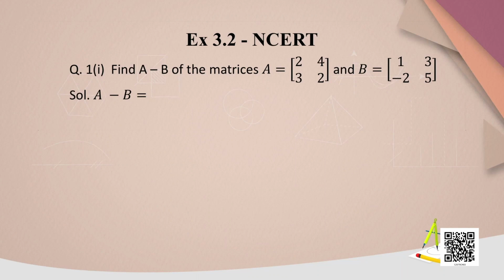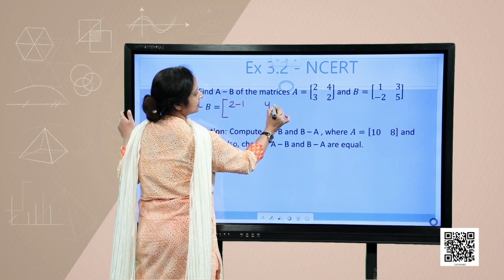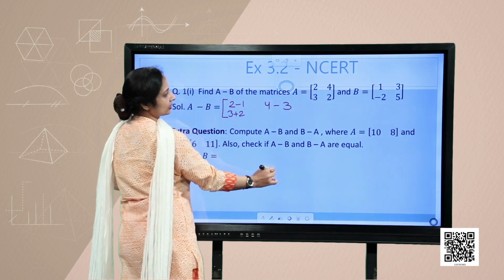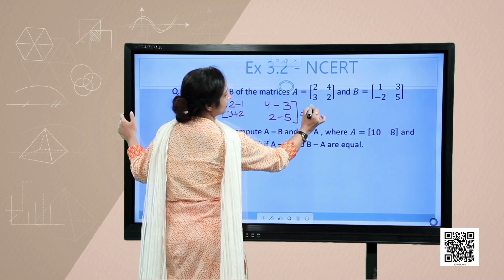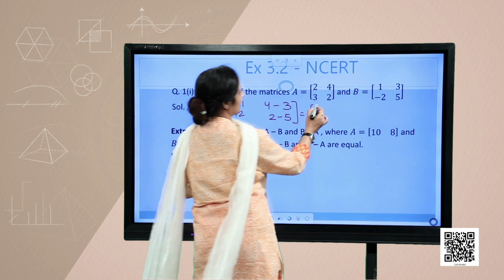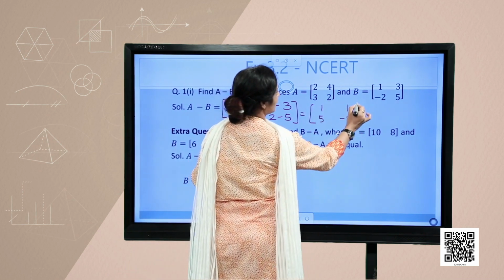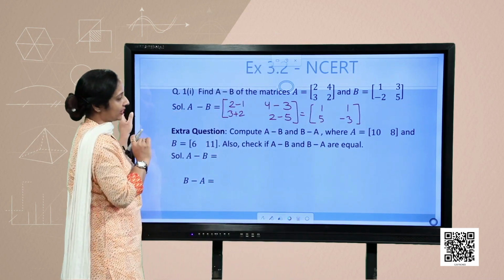Let us do some questions based on that. This is again from NCERT. You are given these two matrices A and B, you have to find out their subtraction, the difference. So, go for the corresponding elements. See, that is minus 2, so it becomes plus 2. And after that, give your final answer by solving them. 1, 1, 5 and minus 3. So, this matrix is known as the subtraction of matrices.